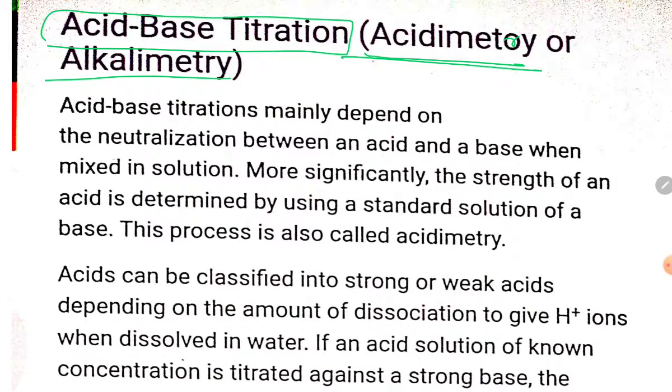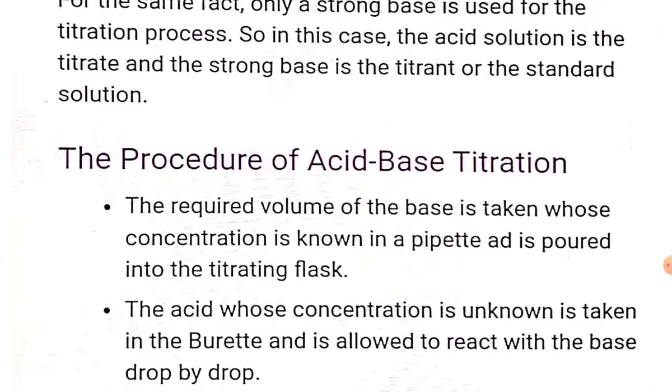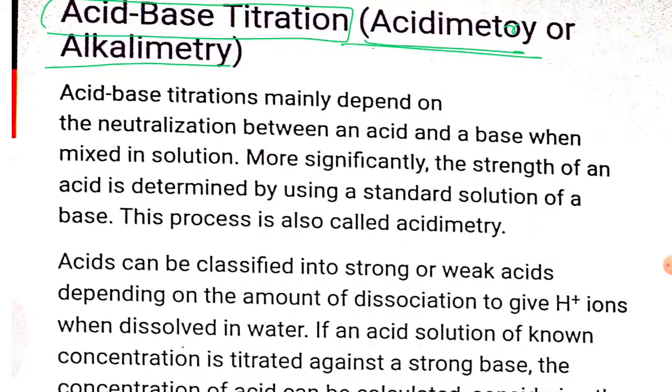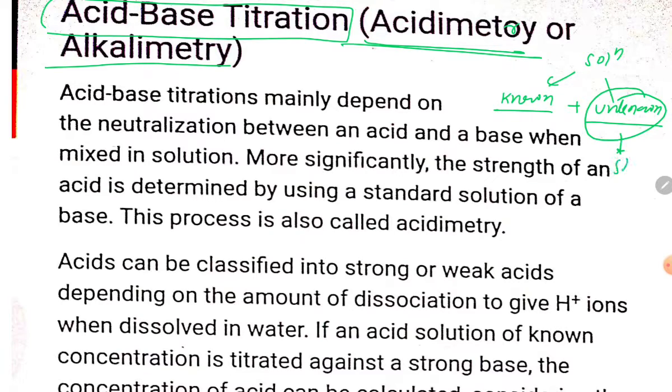In this concept, three things we have to keep in mind. Two solutions will be there. One will be known, another will be unknown, and we are going to treat the known with the unknown. Then we have to find the strength of the unknown. Strength means normality. This is what we have to calculate.